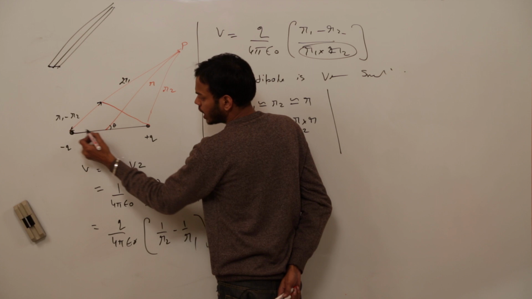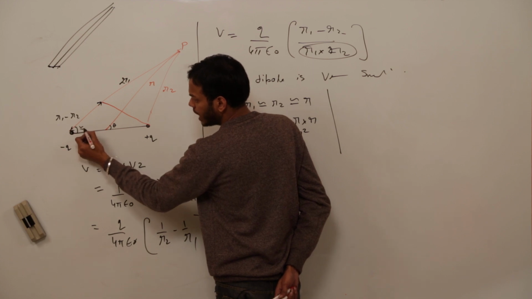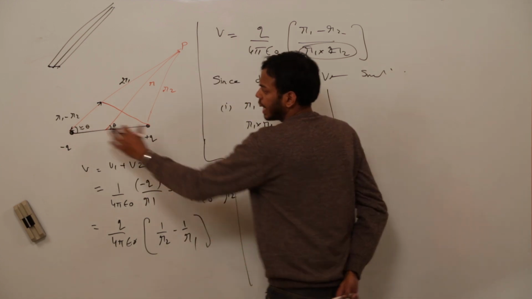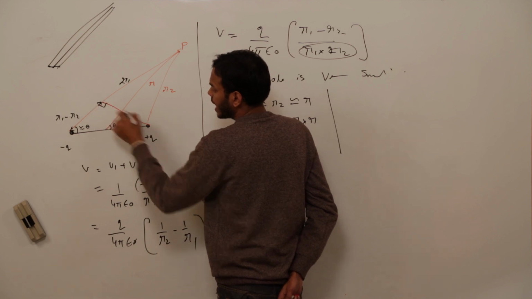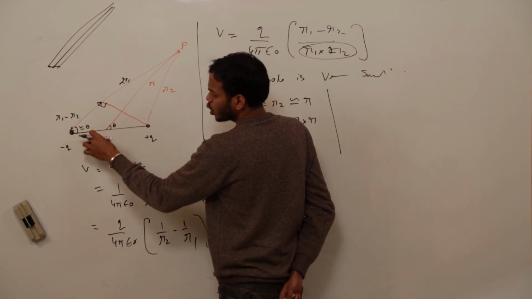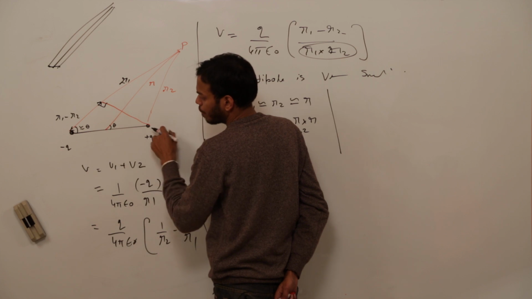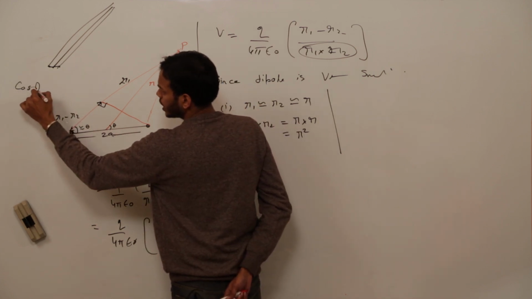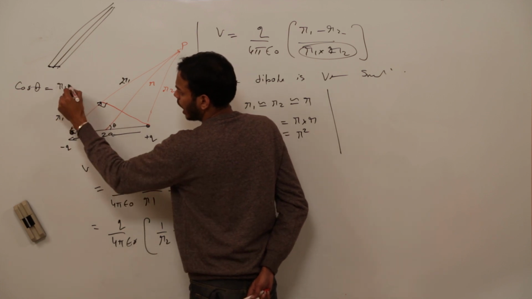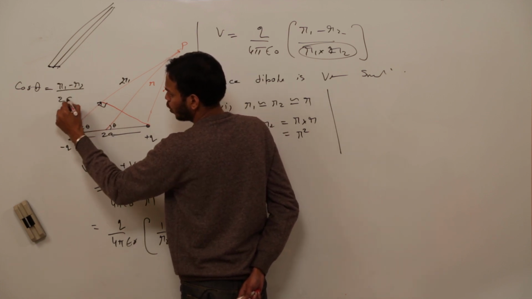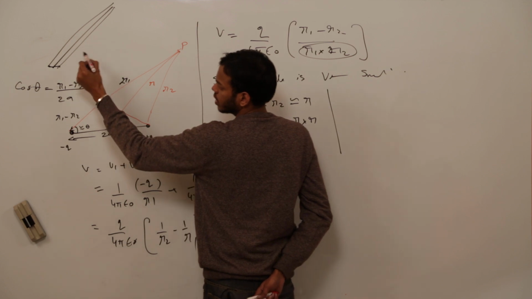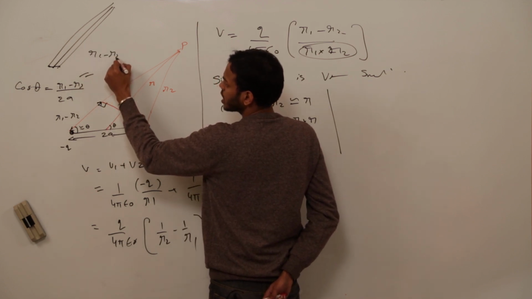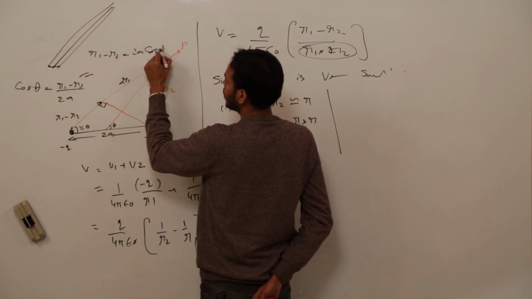If this angle was theta, this angle is approximately equal to theta. We made an arc, that means this is a right angle. Use cos theta, base and hypotenuse. What is hypotenuse here? 2a. So cos theta is base R1 minus R2 upon 2a. That gives you R1 minus R2 is equal to 2a cos of theta.